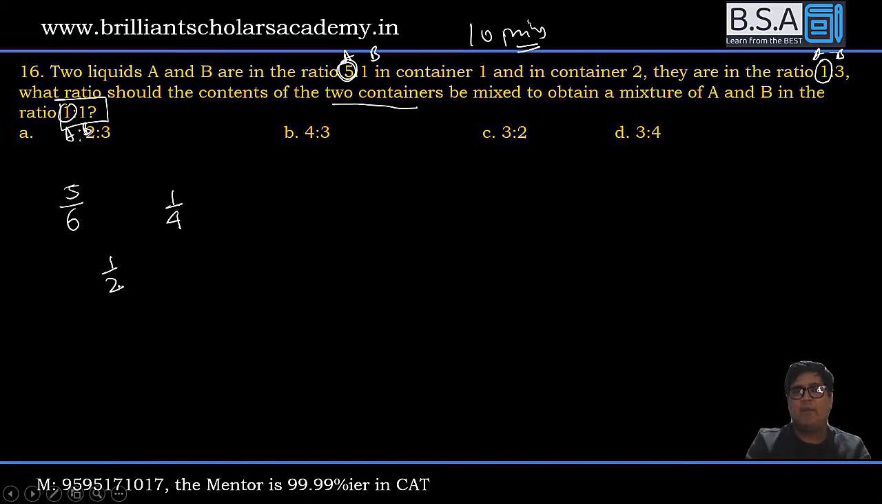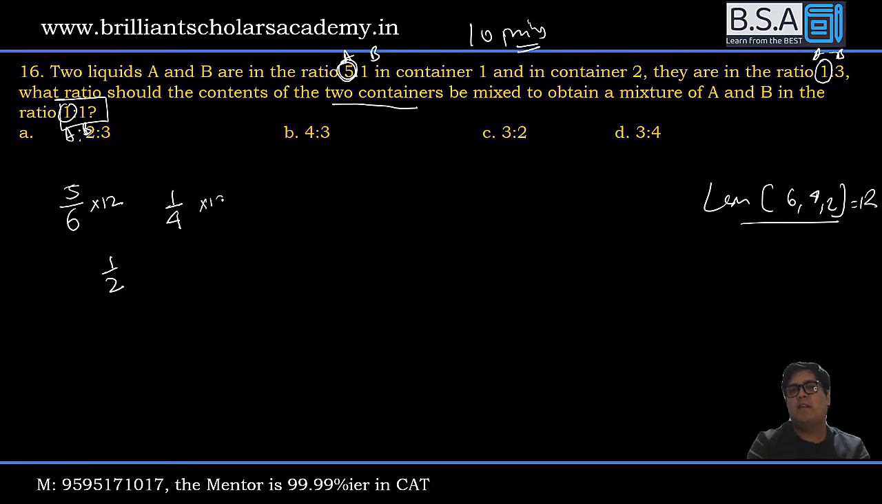Concentration ही लेना है. What is the LCM that comes to mind for 6, 4, 2? What is the LCM? 12. How do you make it 12 here? Or rather, just multiply 12 here. So this is cancelled, 2 into 5, 10, cancelled 3, cancelled 6.